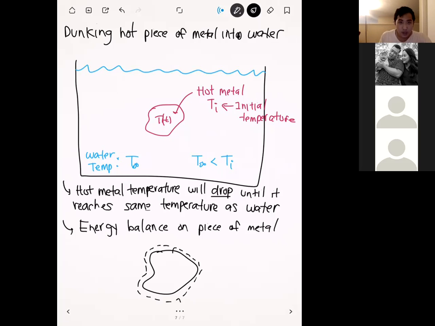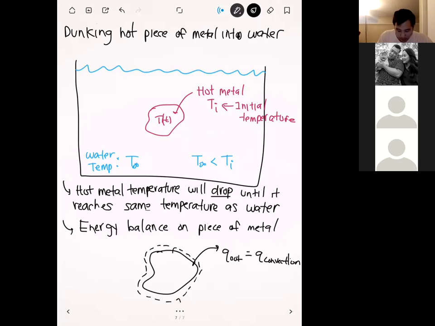Generally what we expect when we put this hot piece of metal in there is that heat is going to escape. So we're going to have a heat transfer that comes out, and the primary mechanism through which the heat comes out is convection. As the metal sinks to the bottom, there's going to be water flowing on the outside of the metal, so the primary way heat leaves the metal is convection.